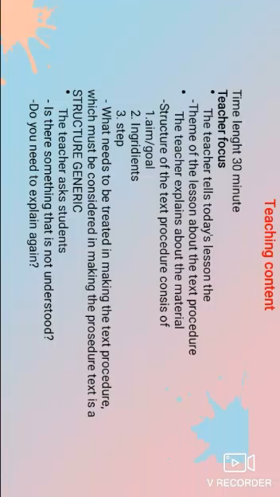Why do I explain the material? So students can understand the material being discussed, so students are not confused with the material to be learned. Why do I explain the structure of the procedure text? Students can know what the structure is in making procedure text.